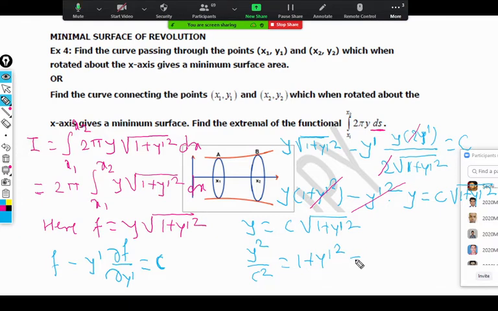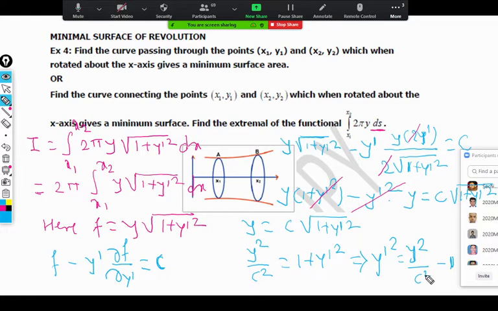Now I can write this y dash square as y square by c square minus 1. So this 1 is taken on that side. So it will come y square minus c square upon c square there. Y square minus c square upon c square. Any doubt up to here, anyone? No, sir.